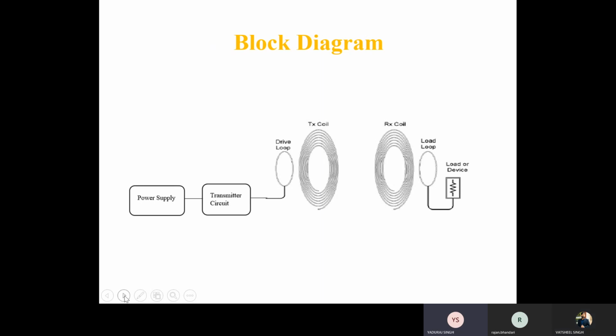Now in our block diagram we have the power supply, an AC to DC SMPS basically. Then in the transmitting circuit we have a signal generator, power amplifier, and inverters. Then a driver loop for our transmitting coil. Then we have our receiving coil attached with a load loop. In the load loop, we basically have rectifiers to bring the frequency to the desired range for our load. Then the next part will be explained by Vachil Singh.